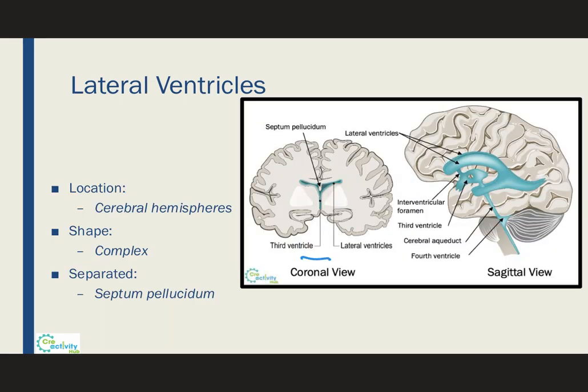On this image, we can see the right and left cerebral hemispheres, and that's where we're going to find the lateral ventricles, one on each side. So from a sagittal view on the right, you can see they are the largest ventricles and they have a complex shape with lots of twists and turns. It might be tricky to see both the right and left lateral ventricles in each hemisphere on this sagittal view. But in the coronal view, it's clearer that there is a right lateral ventricle and a left lateral ventricle in each hemisphere of the brain.